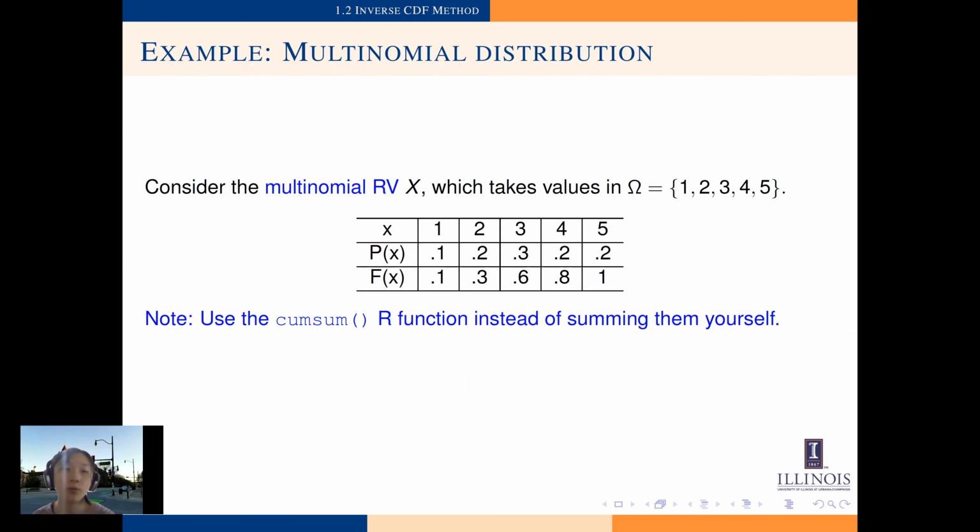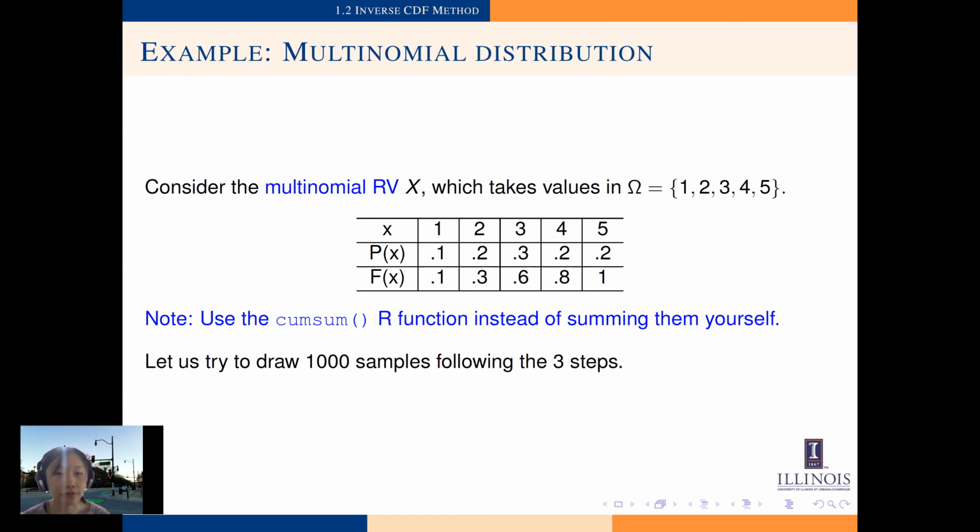Note that you don't always have to do the cumulative sum yourself. You can use the cumsum function in R, which stands for cumulative sum, instead of summing them up yourself. By plugging the p vector into the cumsum function, it will give you the corresponding f vector over here. So now let's try to draw 1,000 samples following the 3 steps in the inverse CDF method.